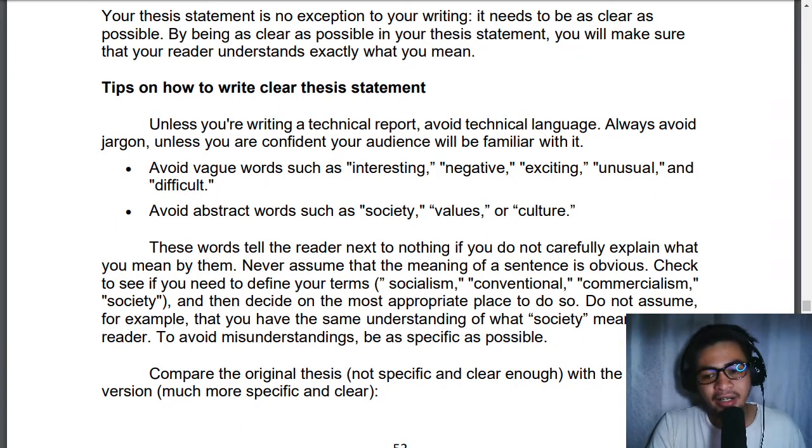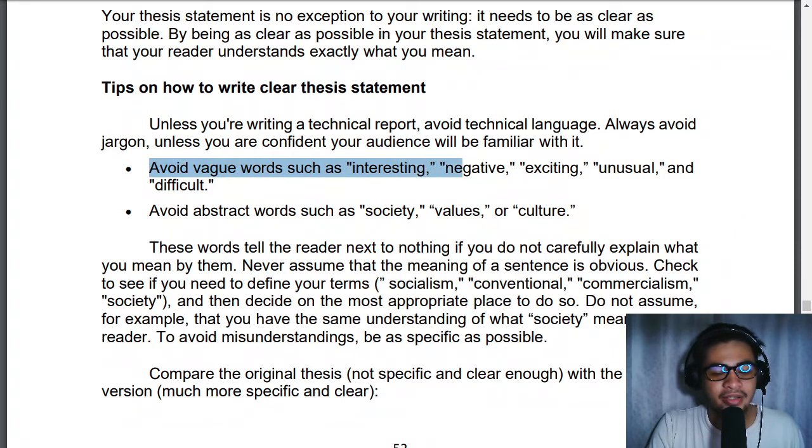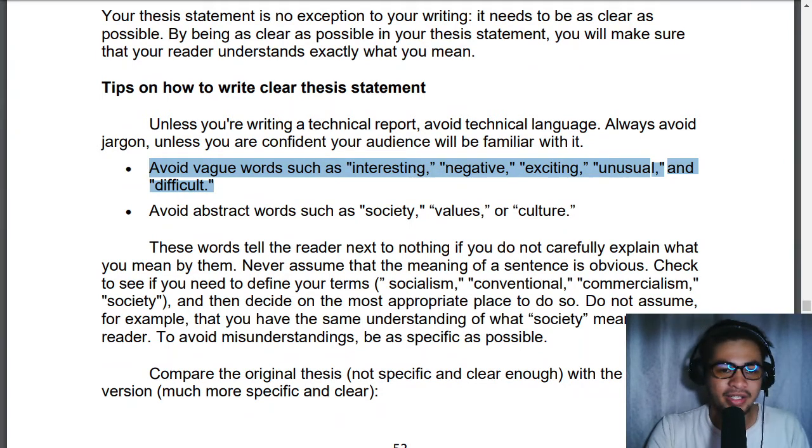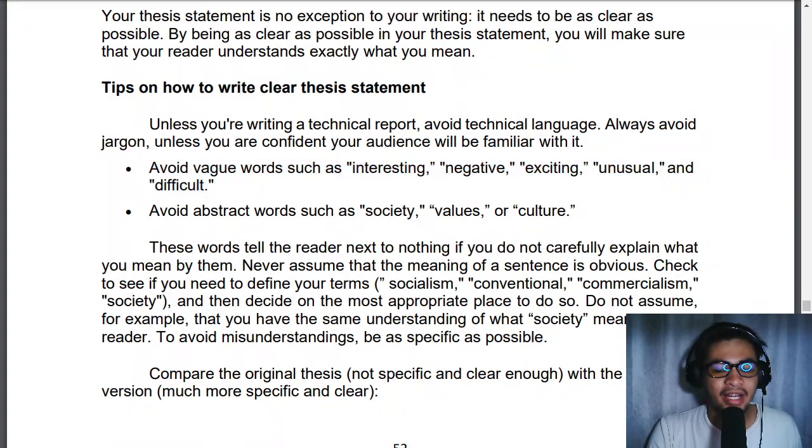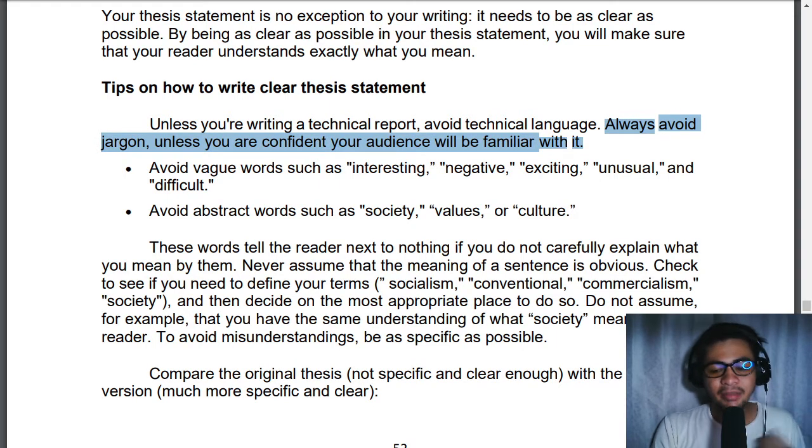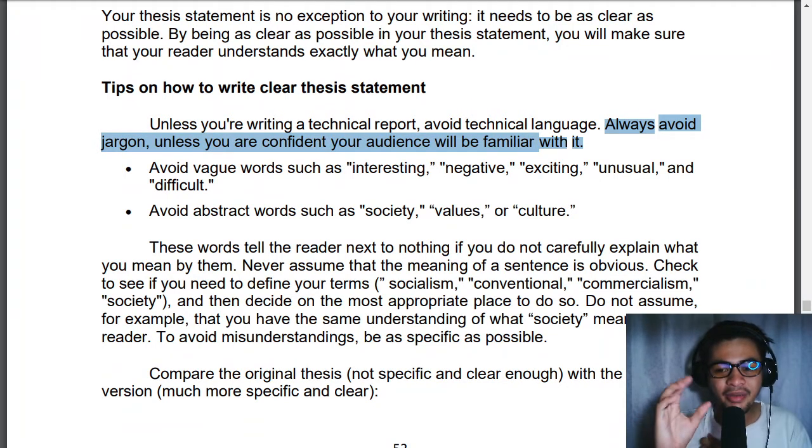How to be clear in your thesis statement? Avoid vague words such as interesting, negative, exciting, unusual. Please do not use these words. Be specific. Avoid this one. Always avoid jargon unless you are confident your audience will be familiar with it. It was not placed in a bullet because you are allowed to use jargon.